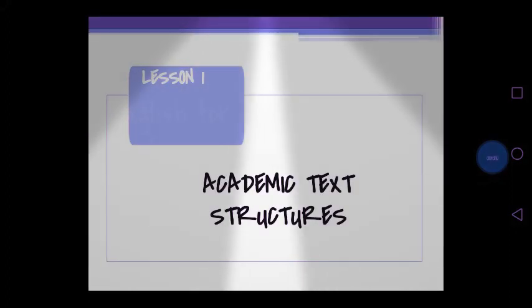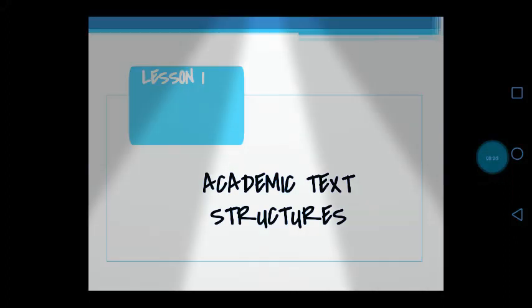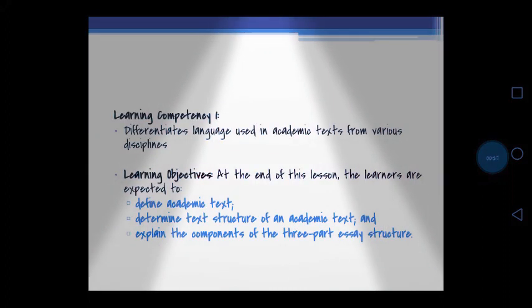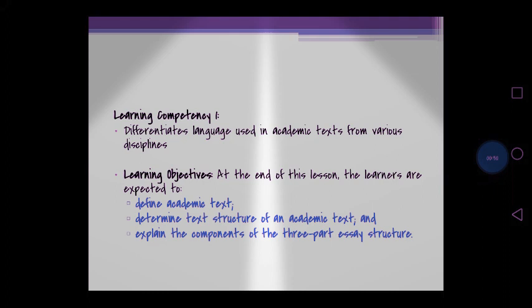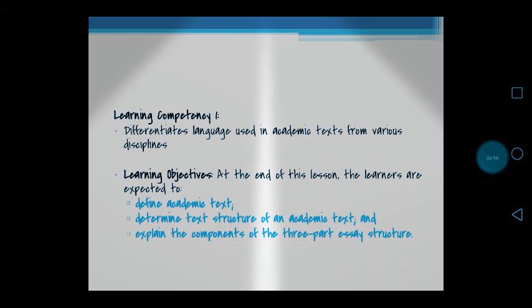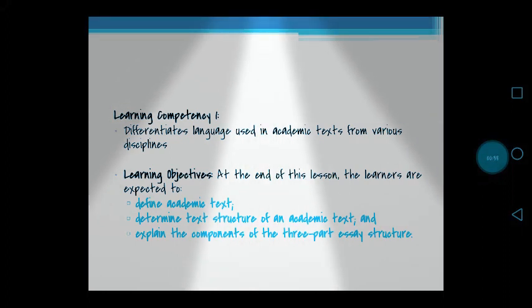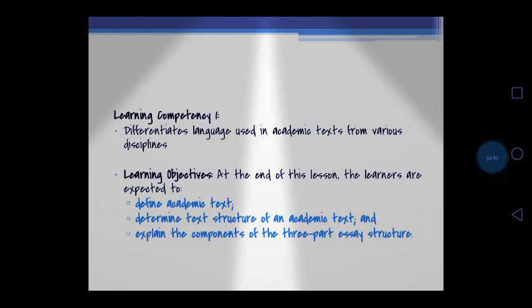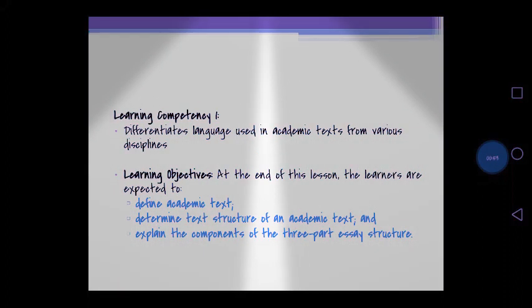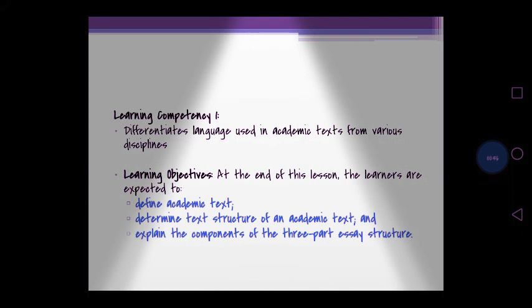So, for our lesson 1, we will discuss the academic text structures. So, what you need to know. First, the learning competency: differentiates language used in academic texts from various disciplines. And then, what are the learning objectives of this lesson? At the end of this lesson, the learners are expected to define academic text, determine the text structure of an academic text, and explain the components of the three-part essay structure.